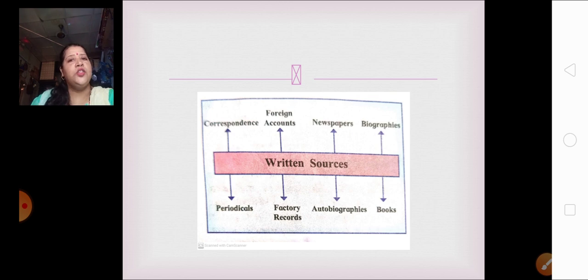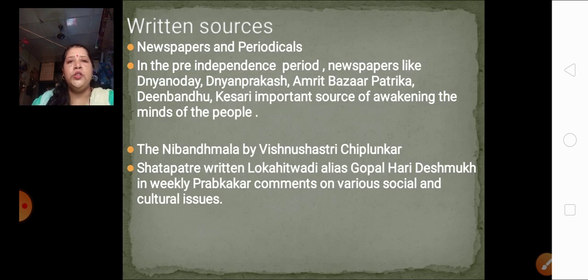Now let's go on to written sources. Written sources are correspondence, foreign accounts, newspapers, biographies, periodicals, factory records, autobiographies, books. These are the various written sources. Now, what are written sources? The sources which are in written form, which provide us with history in written form, are called written sources.